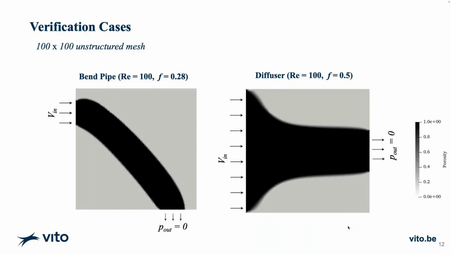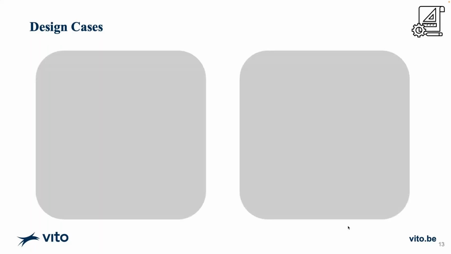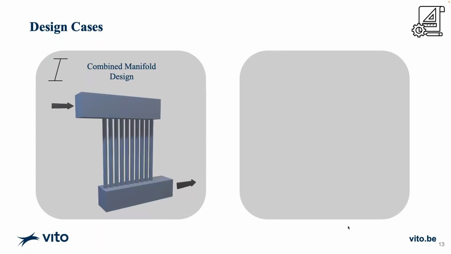Moving on, we have this one piece of the puzzle left, which is that we actually want to design these systems. We don't want to do only theoretical cases. So here we are showcasing two design cases. The first one is a manifold problem. We have a flow coming in and it gets distributed to multiple pipes, and then it has to be collected and sent back again. And we want to optimize both the inlet as well as the outlet manifold simultaneously.